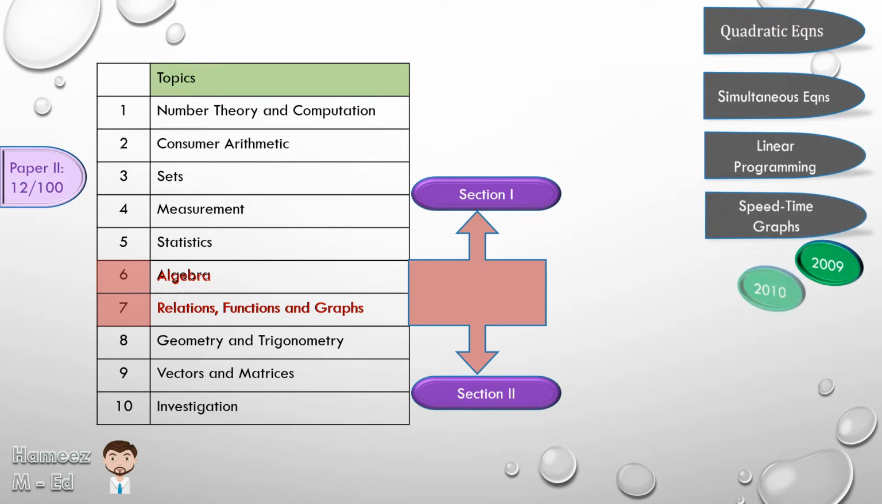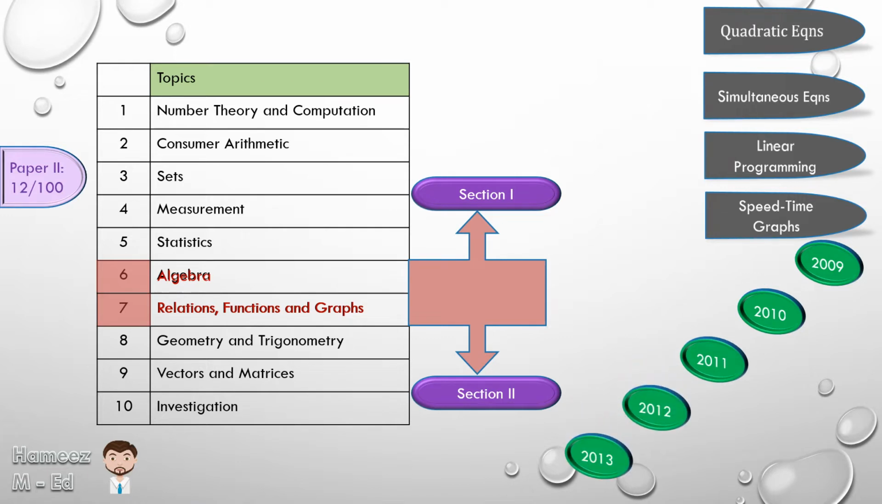In this video, the past paper questions appeared every year from 2009 until 2013. May 2009, number 9a, solve the pair of simultaneous equations y equals 4 minus 2x, and let's label that equation 1, and y is equal to 2x squared minus 3x plus 1, and let's label that equation 2.